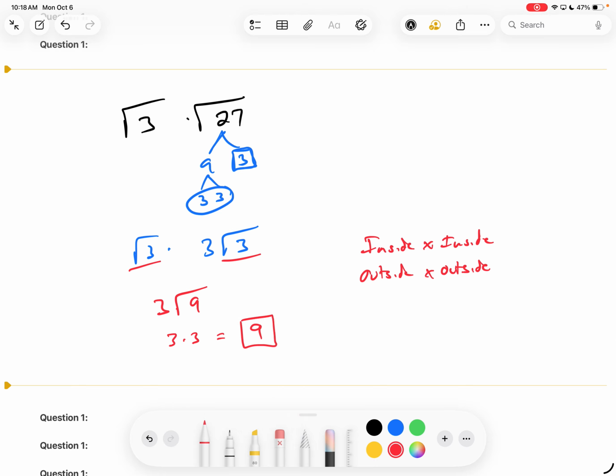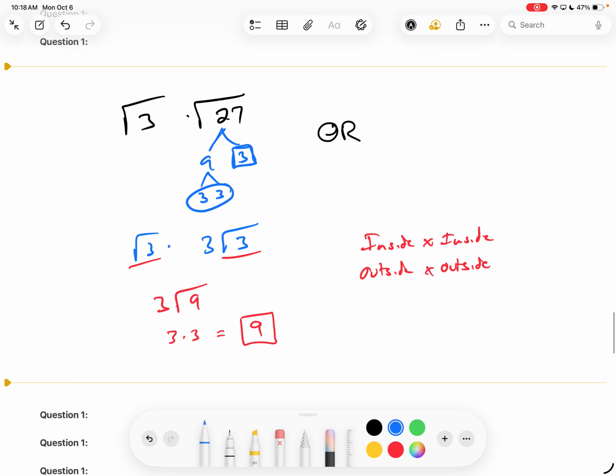The other way is to go ahead and multiply them first. On this one, it actually ends up being easier. 3 times 27 is 81, and the square root of 81 is 9. That doesn't always end up easier, but you always get a bigger number to work with. But you can do that either way.